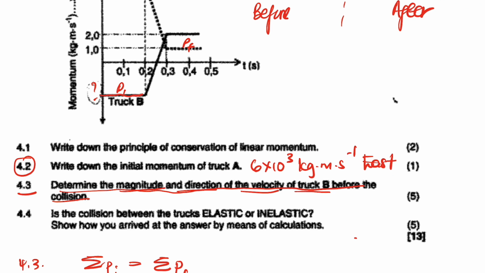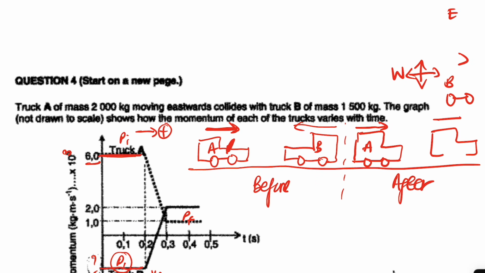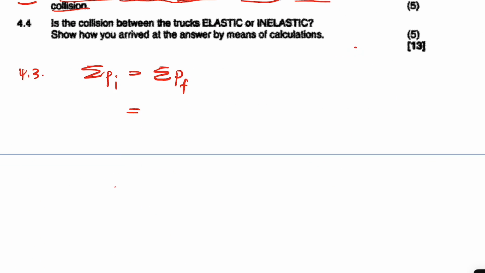We don't have the momentum of track B, but we want the initial velocity there, and we don't even have the momentum there, but we have the masses. So it's 2000 and 1.5 for B, right? So what we're going to do, we're going to say the initial momentum of A plus the momentum of B.